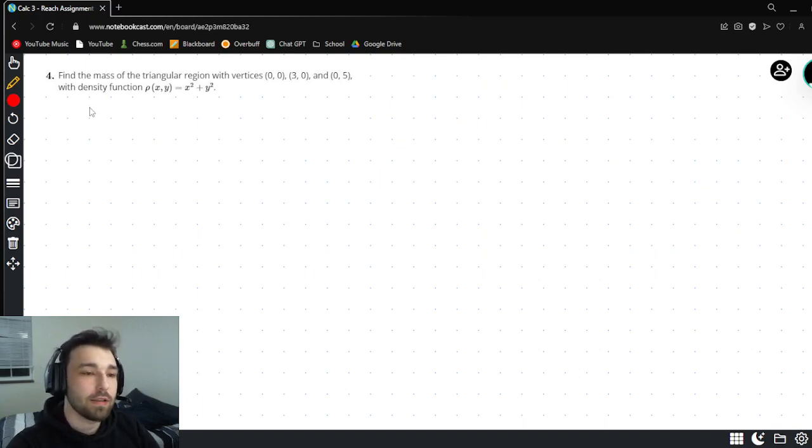I have here in front of us. This problem in particular says find the mass of a triangular region with vertices (0, 0), (3, 0), (0, 5), with the density function of rho of x and y equals x squared plus y squared.